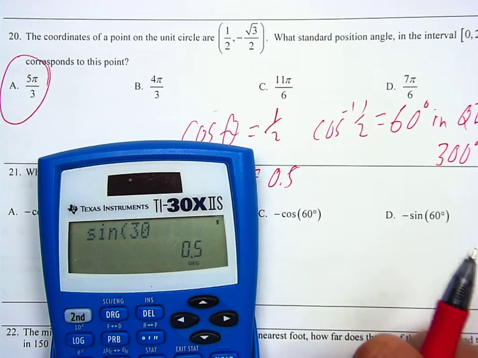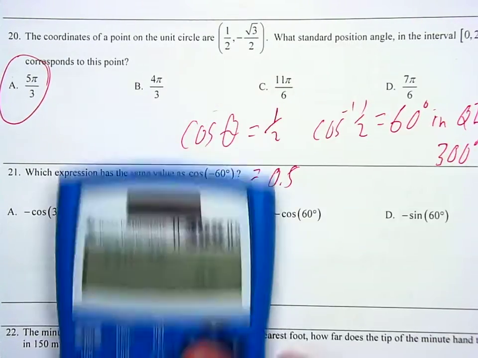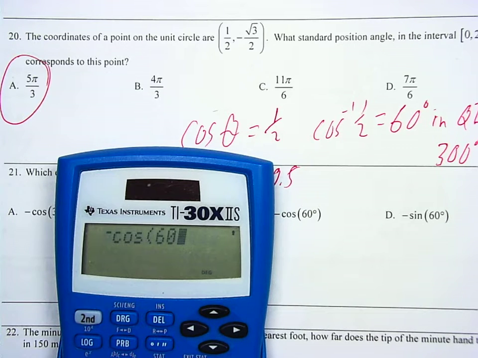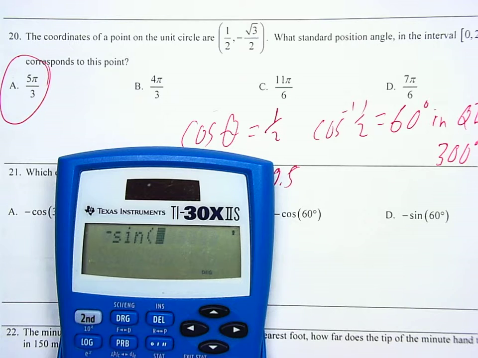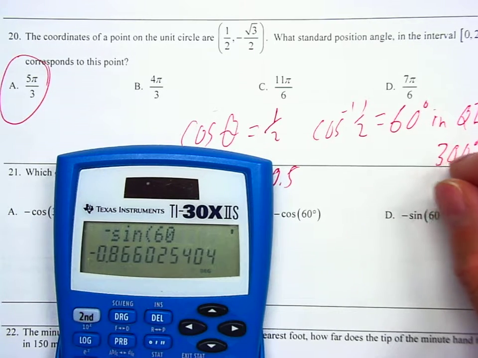Yep. That should be my answer then. Is the negative cosine of 60 a half as well? Nope. It's a negative half. And is the negative sine of 60 a half? Nope. That's the negative square root of 3 over 2.